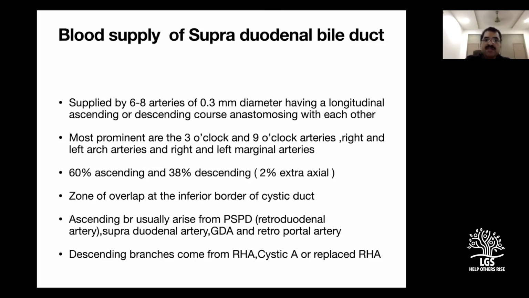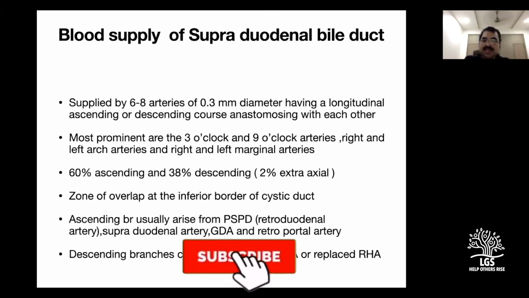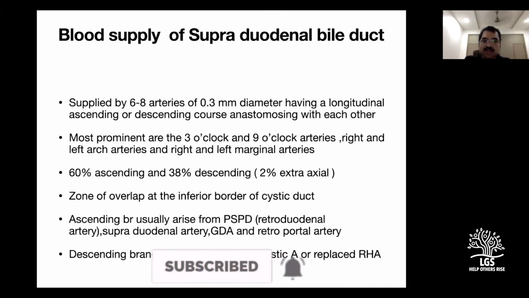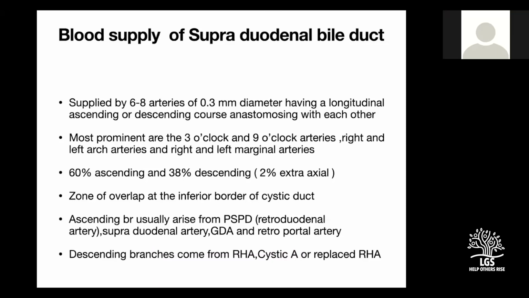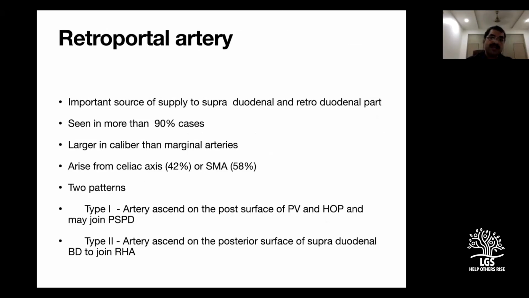Ascending branches usually arise from the posterior superior pancreatico-duodenal artery. It is known as the retroduodenal artery or artery of Edwards. Then you have the supraduodenal artery, the gastroduodenal artery, and the retroportal artery. I will come to it later. And there are descending branches which come from the right hepatic artery, cystic artery, or sometimes from a replaced right hepatic artery. The retroportal artery is an important supply to the supraduodenal and retroduodenal bile duct.